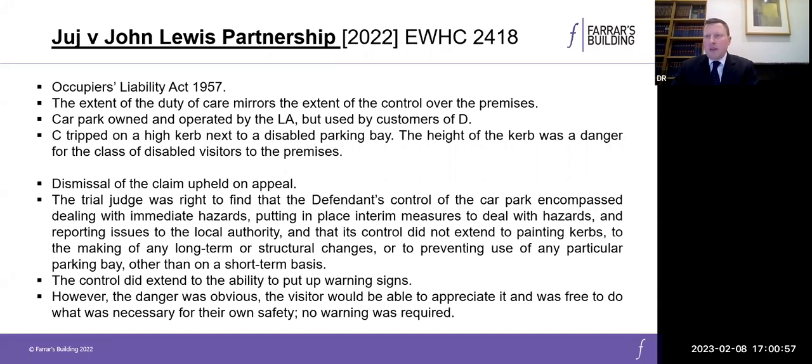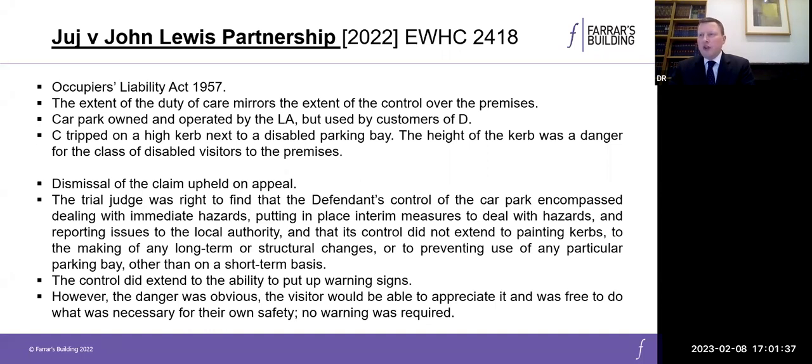The next case we should look at is an Occupiers Liability Act 1957 case, a claim against a well-known retailer. And it's interesting, particularly useful for defendants in two respects. Firstly, it's useful for a defendant in relation to where there is a control aspect over premises that's sufficient to qualify as occupancy control under the Occupiers Liability Act. The extent of that control will be limited to the scope of the duty that's owed. And I can illustrate that through the relevant facts of the case.